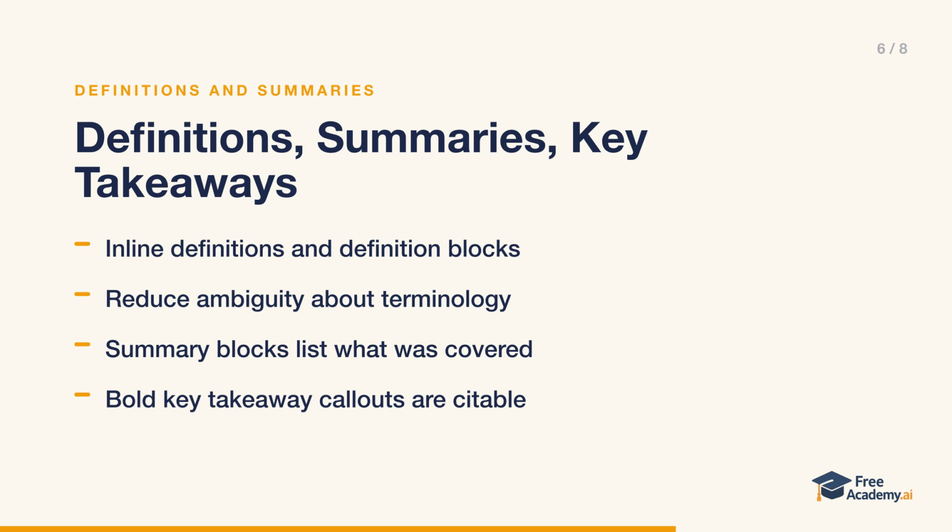The same logic applies to summaries. Add a summary block that explicitly lists what the section covered, with the key numbers included. And use key takeaway callouts, like a bolded line stating that the most cost-effective CRM for small businesses under 10 users is HubSpot Free CRM. These give AI a ready-made, citable version of your main point.